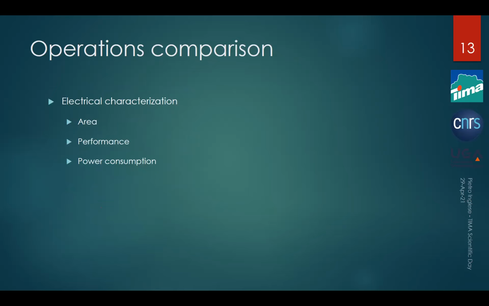Therefore, we performed a comparison on the operations that we had. First of all, the idea was to do an electrical characterization on the area, the performance, and the power consumption. To do that, we started with a manual mapping, that is the one that I showed you before with the example, to have the area related to the memory of the elements and the performance related to the logic steps necessary to perform an operation.